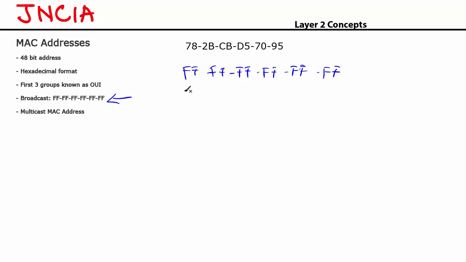If we convert this into binary, it would be all ones. Any frame that is sent with the destination MAC address as the broadcast MAC address would reach all the hosts on that network, okay, because it is a broadcast MAC address.